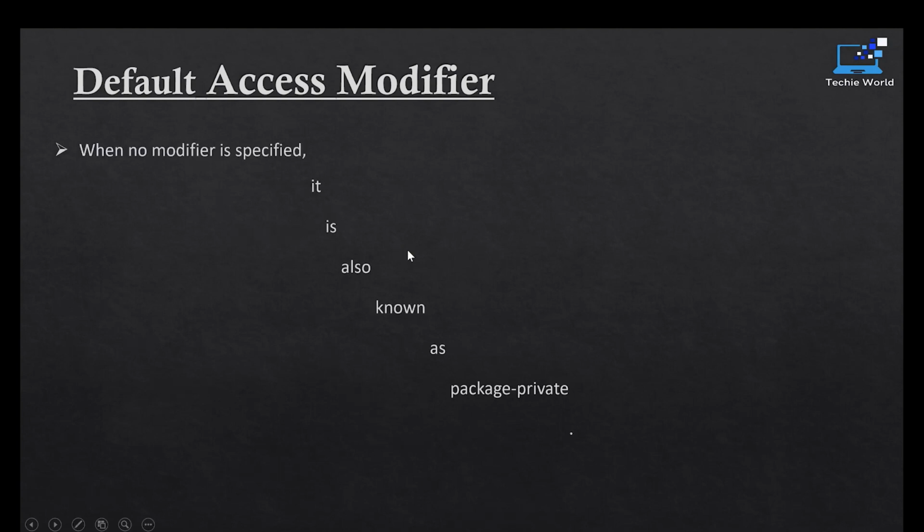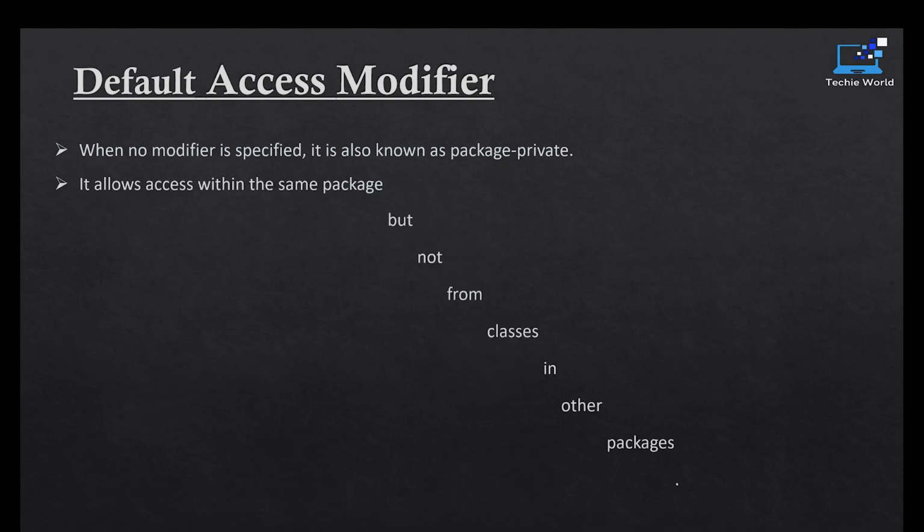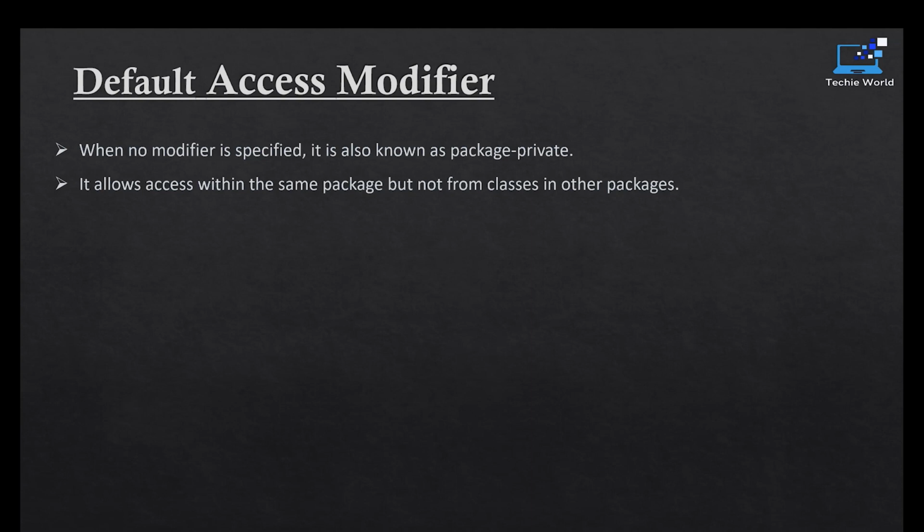The first point about the default access modifier is that when no modifier is specified, it is known as package private, or rather the default access modifier. The second point is that it allows access within the same package but not from classes in other packages. If you remember what I told you: public can be accessed from anywhere, private can be accessed only in the class, protected can be accessed within the same package and outside the package also, but only if it is a subclass. In the case of the default access modifier, it cannot be accessed outside the package.